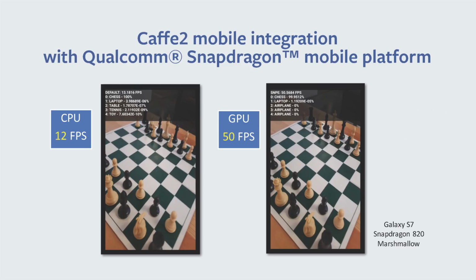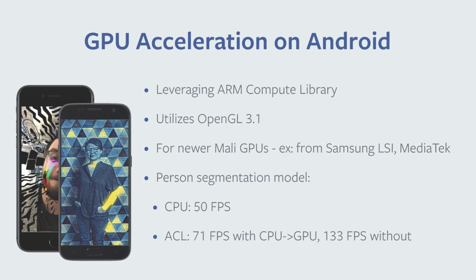Here is one example: we have a classification algorithm running on mobile, and if we run it on CPU, we can get 12 frames per second, which is already very good. But when we run it on the GPU using the SNPE, we can achieve 50 FPS. If you don't have a Qualcomm chipset, no problem. We also have the ARM Compute Library, which works on newer Mali GPUs.